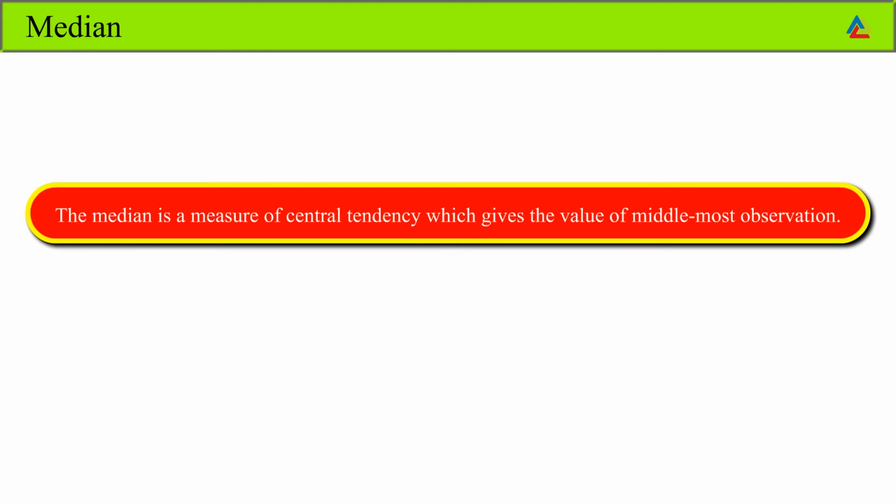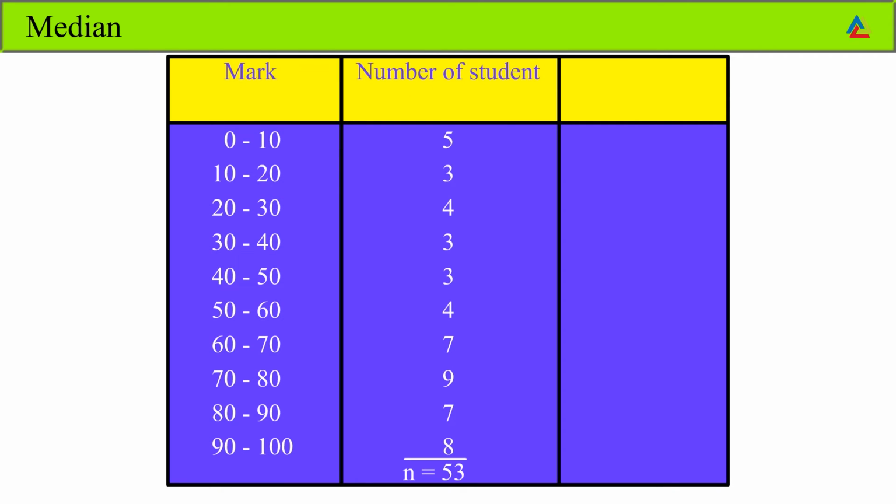Median is the measure of central tendency which gives the value of the middlemost observation. Consider a grouped frequency distribution of marks obtained out of 100 by 53 students in maths examination. Let's try to find its median. We will first compute the cumulative frequency for each class. The grouped distribution with classes and their cumulative frequencies is called the cumulative frequency distribution.